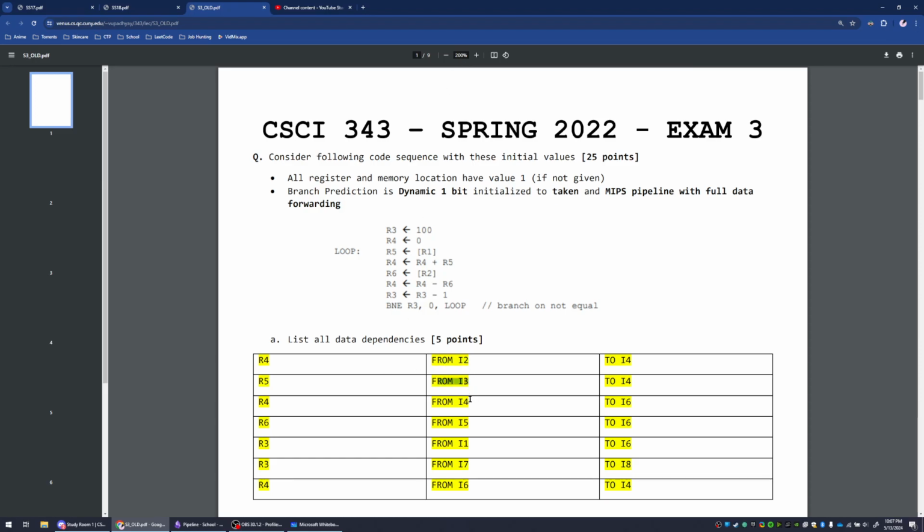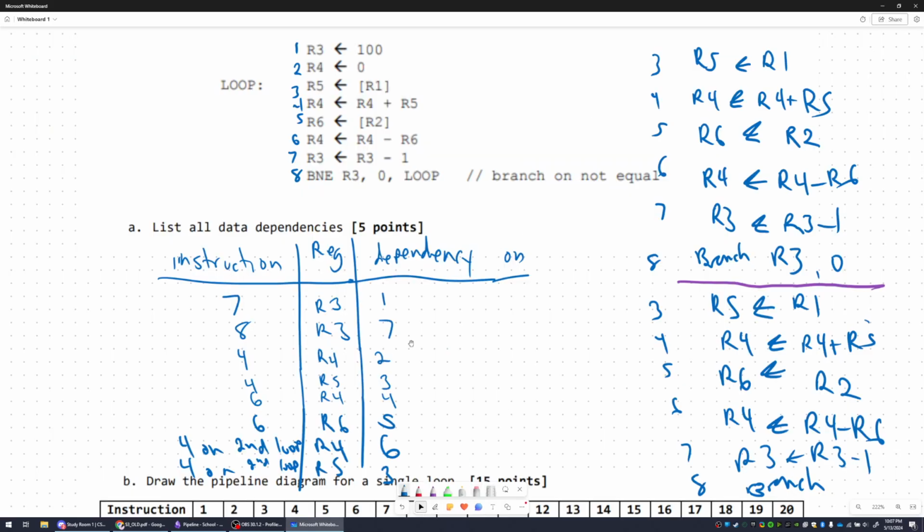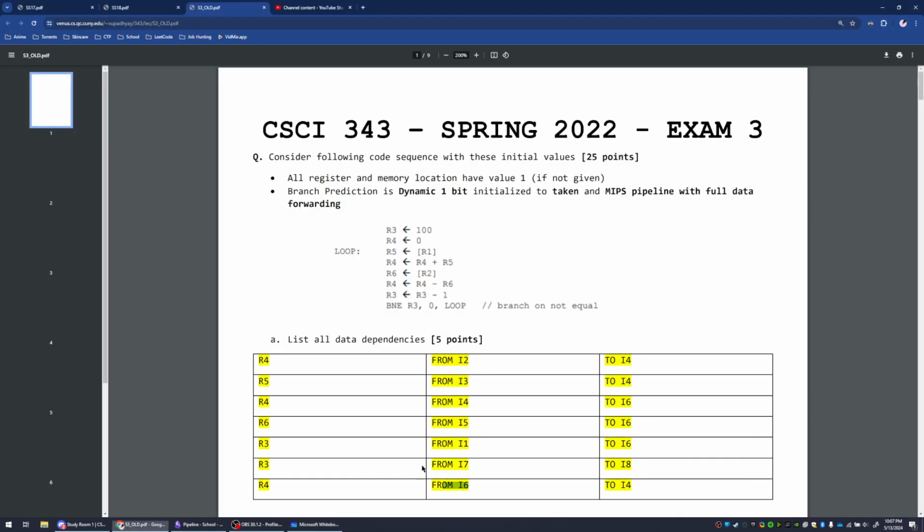How many dependencies are there? 1, 2, 3, 4, 5, 6, 7. How many did I write? I wrote too many down, 1, 2, 3, 4, 5, 6, 8. I wrote too many. What did I screw up on?